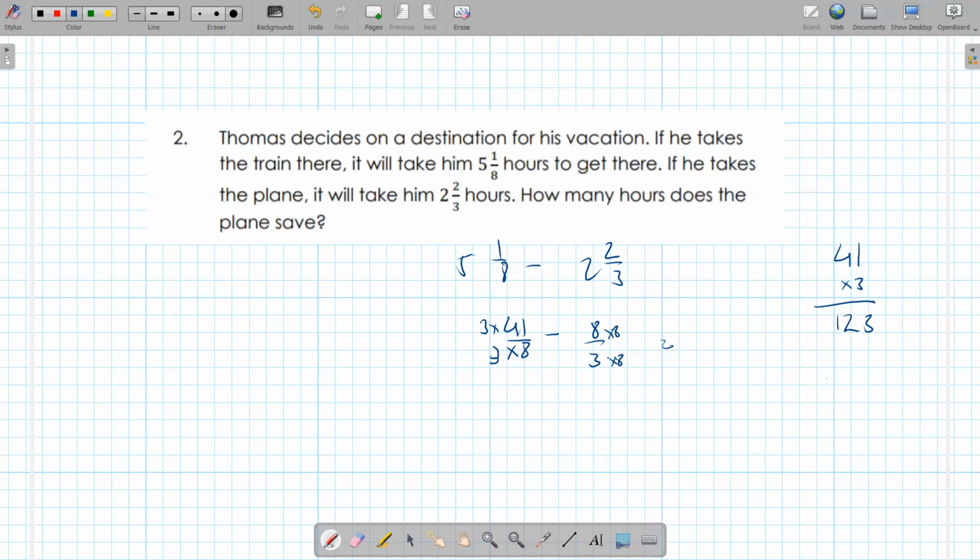Or you can do it like this: 40 plus 1, times 3. And then you open this bracket. How do you open this bracket? You basically have to FOIL it. What that means is you need to do 40 times 3 plus 1 times 3, like that. So 123.